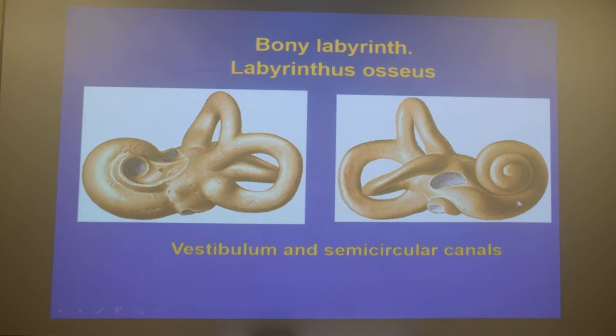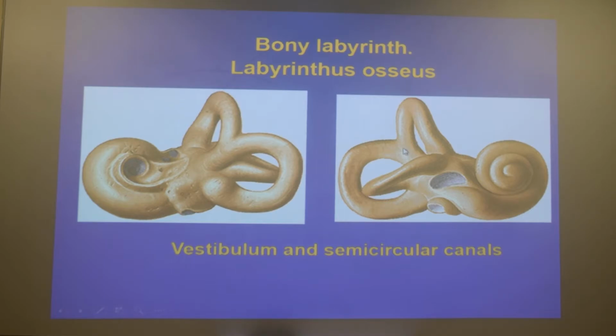So this is the cochlea. You can see the cochlea has 2 and 3/4 turns. This is the basal turn of the cochlea, then you have the middle turn, and this is the apical turn of the cochlea. Then this part of the bony labyrinth is called the vestibule, and these are the three semicircular canals.